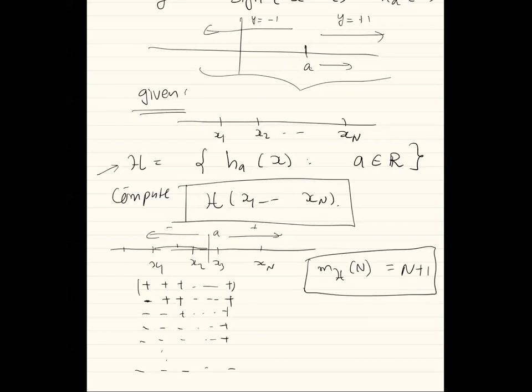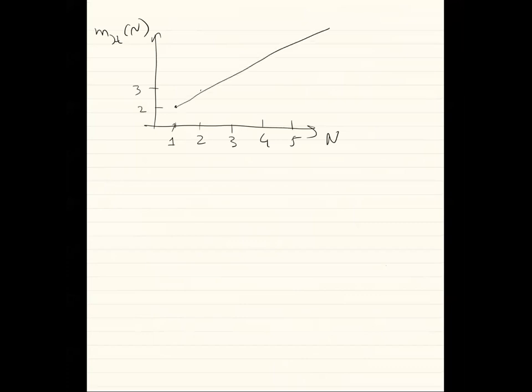Now, to compute the VC dimension of H, what we will do is find the value of n for which m_H of n is equal to 2 to the n, right? The largest n for which this is possible is the VC dimension. So let's try to sketch m_H of n here. When n is 1, in this case it's a linear function. So m_H of 1 is 2, m_H of 2 is 3. It's a straight line like this.